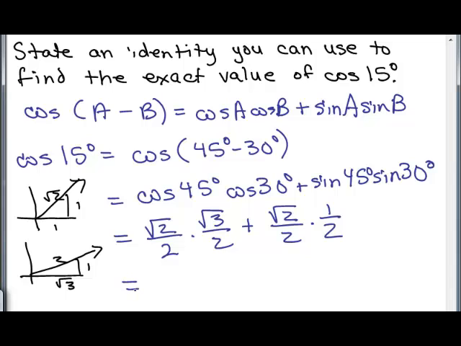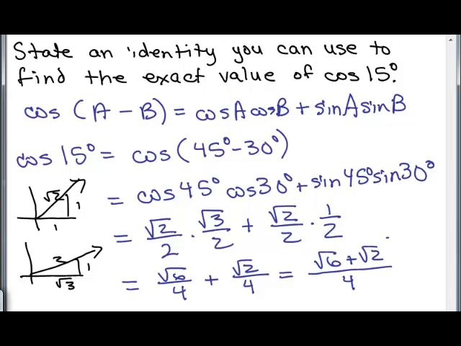So I'm just going to simplify each fraction. Square root of 2 times square root of 3, the numerators, is square root of 6 over 4. And square root of 2 times 1 is just square root of 2, and the denominators multiply out to be 4. And I have a common denominator, so I add the numerators: square root of 6 plus square root of 2 all over the denominator of 4. So that is one way to find the cosine of 15 degrees.